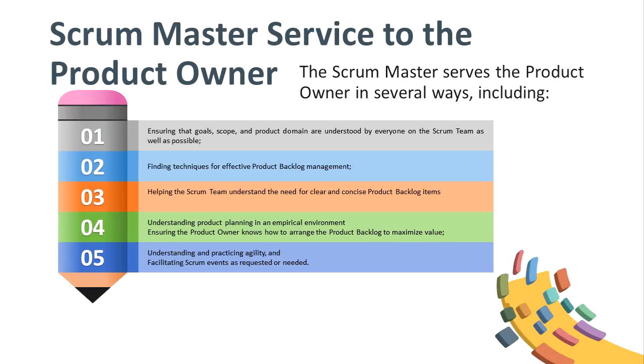Scrum Master service to the product owner. The Scrum Master serves the product owner in several ways, including ensuring that goals, scope, and product domain are understood by everyone on the Scrum team as well as possible, finding techniques for effective product backlog management, helping the Scrum team understand the need for clear and concise product backlog items, understanding product planning in an empirical environment, ensuring the product owner knows how to arrange the product backlog to maximize value, understanding and practicing agility, and facilitating Scrum events as requested or needed.